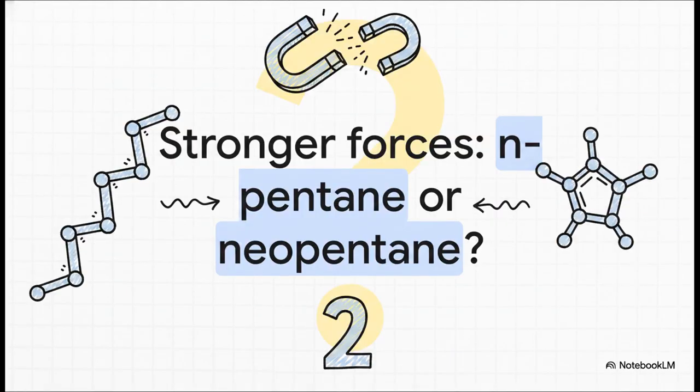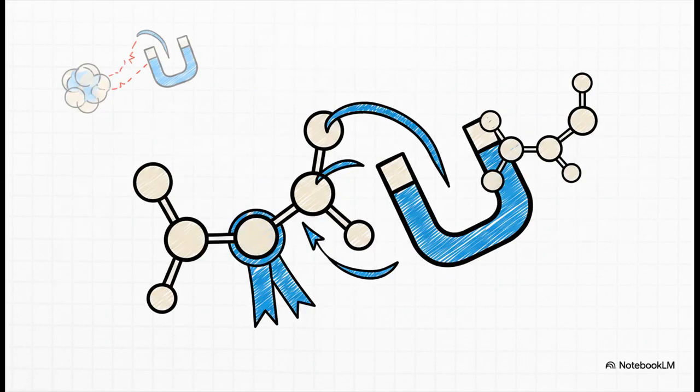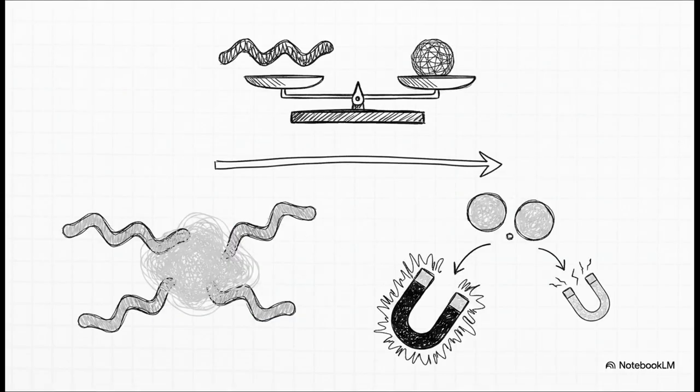Okay, ready for question number 2? Which one has stronger dispersion forces, N-pentane or neopentane? This one is all about rule number 2. And the answer is N-pentane. So what's the logic here? Well, since they have the exact same mass, we have to look at their shape. And the long, stringy shape of N-pentane means it has way more surface area to make contact with its neighbors. It's that Velcro effect we talked about. More contact equals stronger dispersion forces. It's as simple as that.